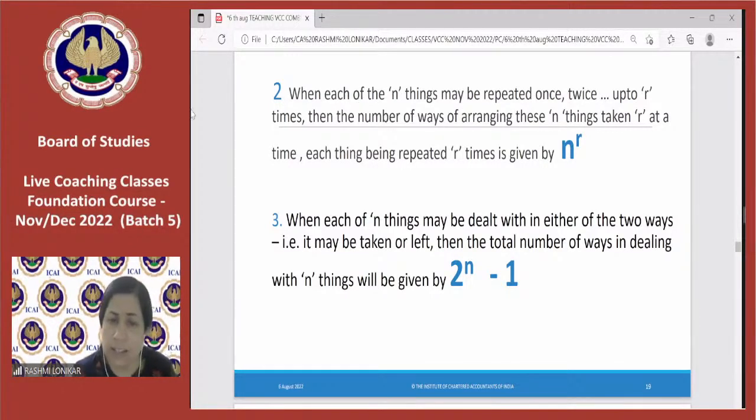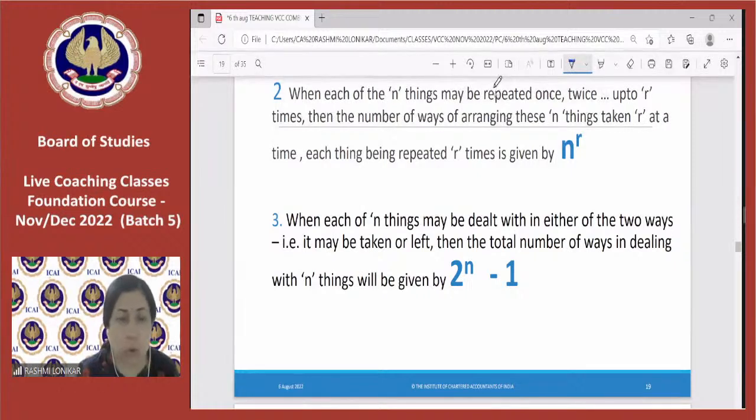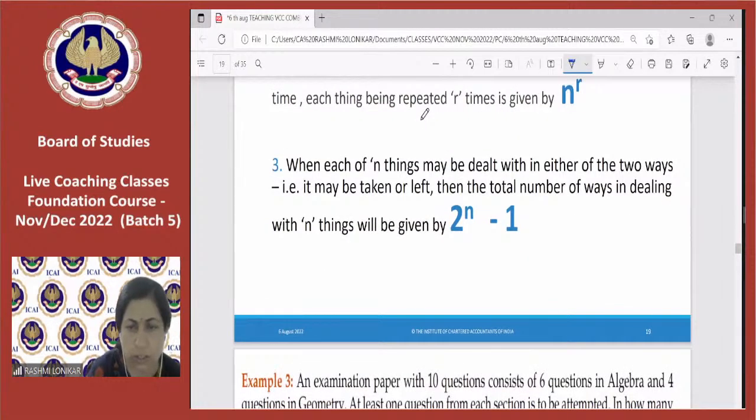When each of the n things may be repeated once, twice, up to r times, then the number of ways of arranging these n things taken r at a time, each thing being repeated r times, is given by n raised to r. Okay, so this theory you should know.